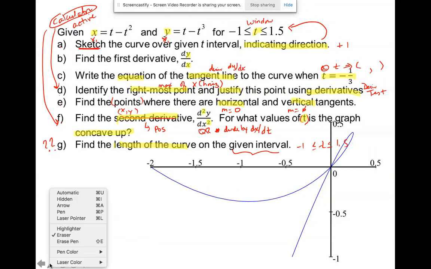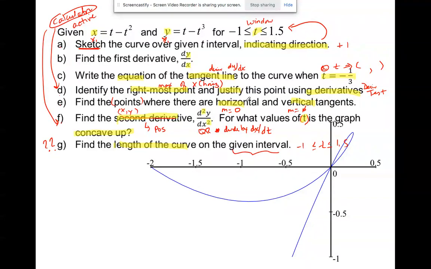This is the XY plane. I was like, oh, I should be graphing, right? I made my window -1 to 1.5. Yeah, you did, but it's T. This is the graph I got when I made my T window -1 to 1.5. My X's went from -2 to 0.5, and my Y's looked like that. Now you may have left your X-min and your X-max different, but if you look at where T is equal to -1, right?